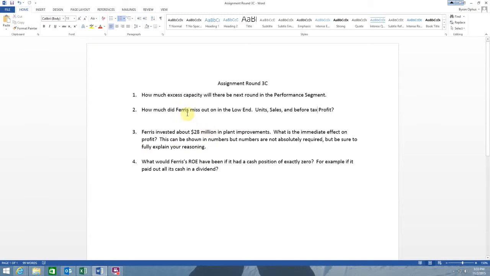Okay, question 3. Ferris invested about $28 million in plant improvements. What is the immediate effect on profit? Okay, this can be shown in numbers, but numbers are not absolutely required. Be sure to fully explain your reasoning.